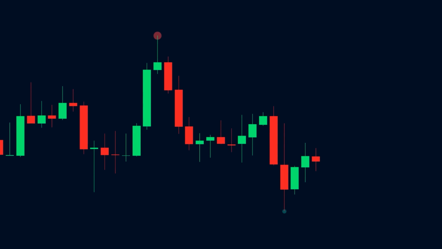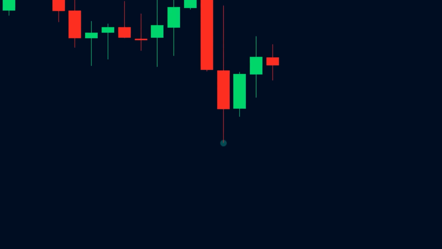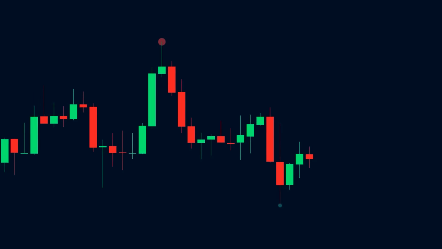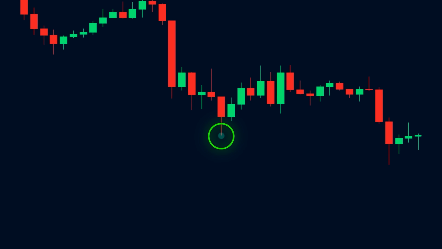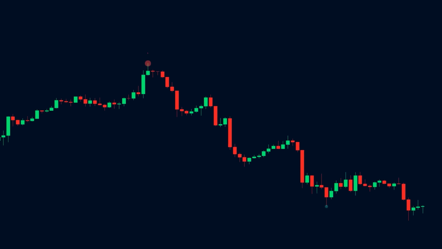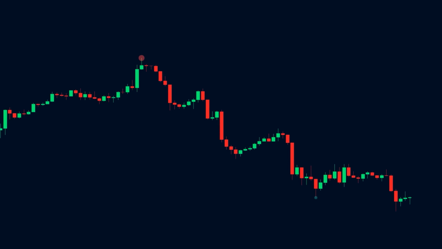Every time a liquidity grab forms, the indicator marks it with a bubble right on your chart. The size of that bubble isn't random. It scales based on the strength of the wick compared to the body of the candle. A small wick prints a small bubble. A huge rejection wick prints an oversized bubble. Instantly, you can tell if the grab was minor noise or a serious flush of orders.